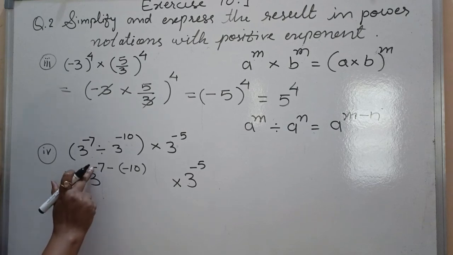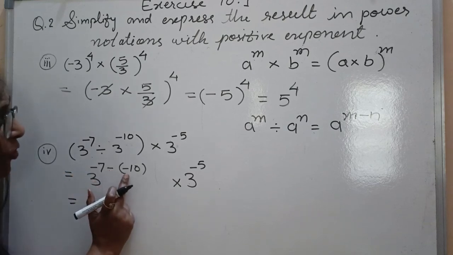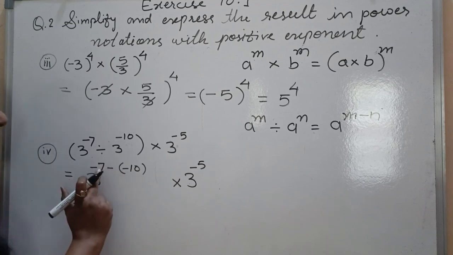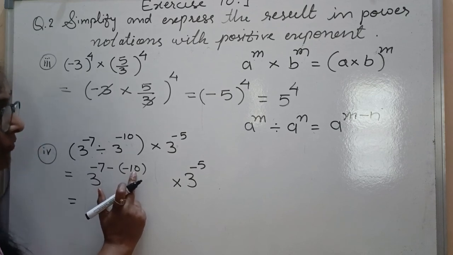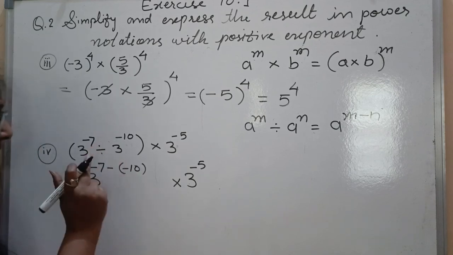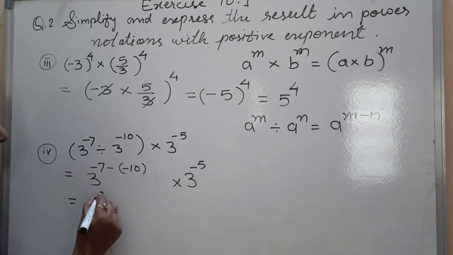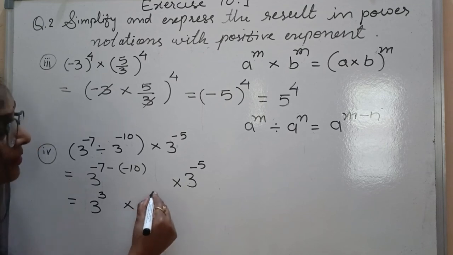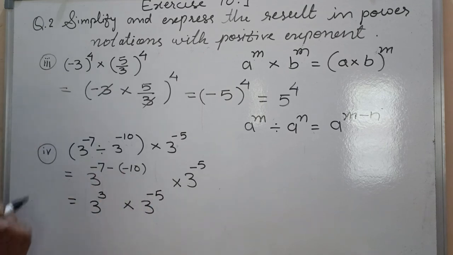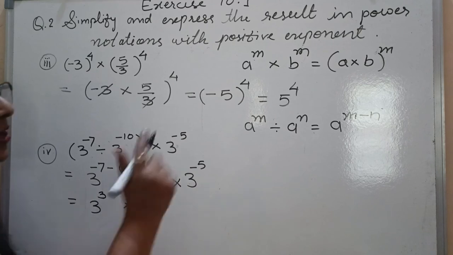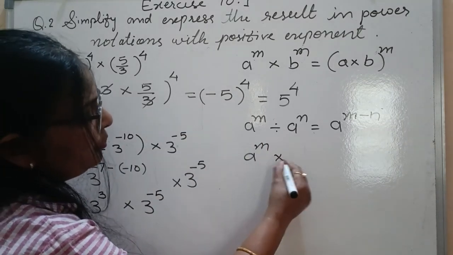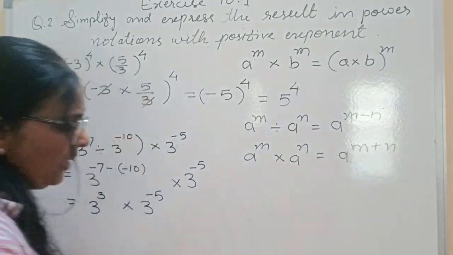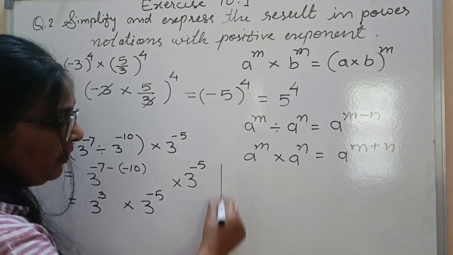Solve this first. Minus 7 minus of minus 10. That is, minus minus is plus. So minus 7 plus 10. What will we get here? Plus 3. So 3 raised to 3, into 3 raised to minus 5. Now again, which law are we going to use? a^m into a^n is equal to a^(m plus n). Okay, I am writing this side, then you can see.